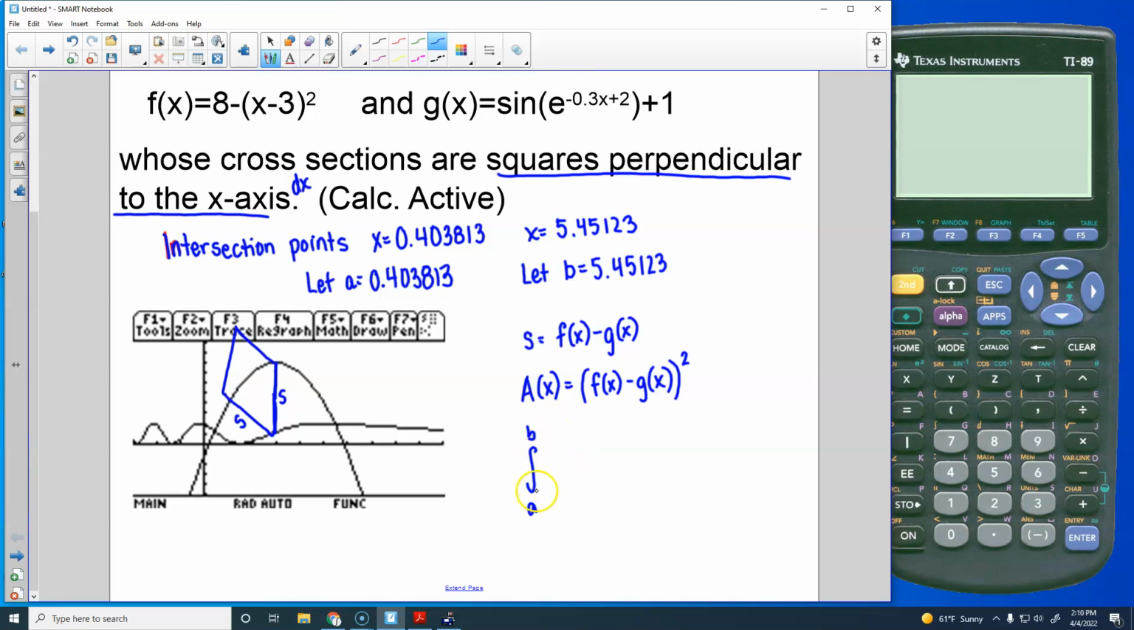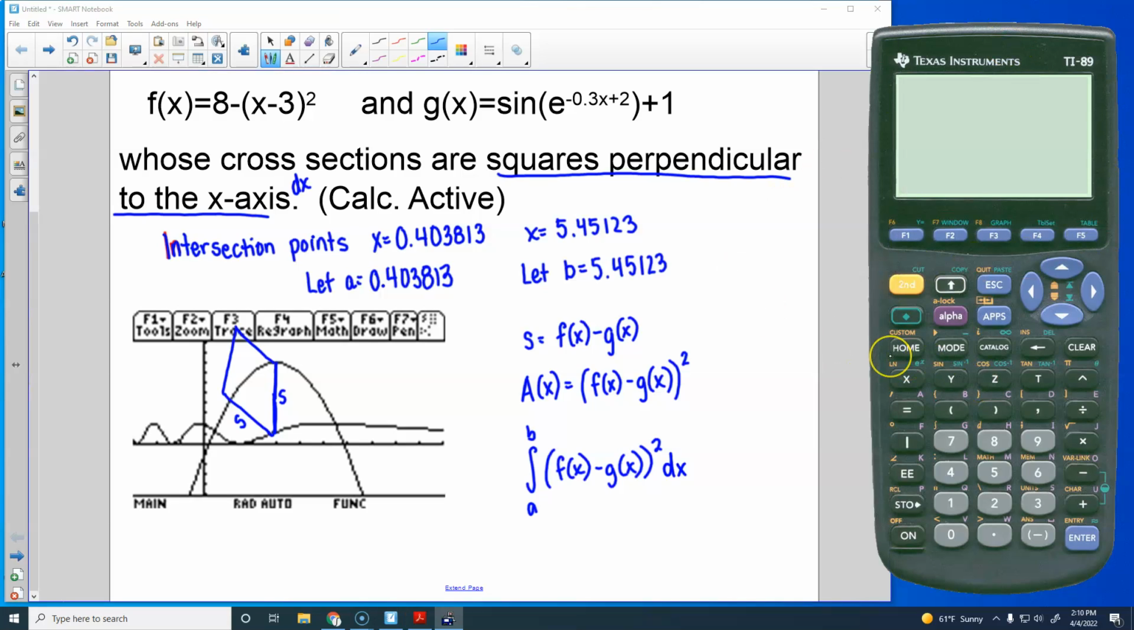And so we would be integrating f of x minus g of x squared. You need to write down what you are putting into the calculator. So, yes, we do not have to solve this by hand, but this needs to be written down. And from there, we can integrate with the calculator.